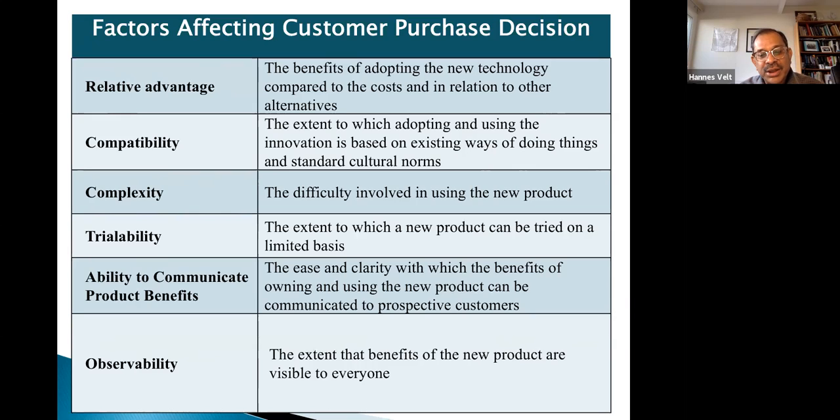And then observability is, can the benefits be visible to others even if you don't explain them or communicate them? And this is all arranged in order of magnitude. So lots of empirical studies have been done which show that relative advantage has the biggest impact on adoption and diffusion, and observability has the least. And this is a very robust framework.